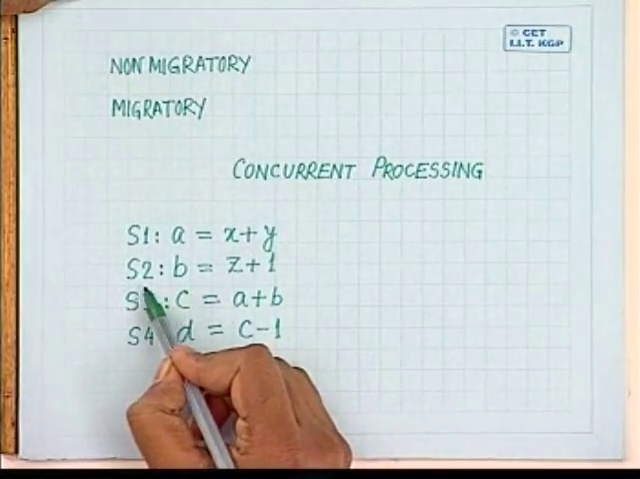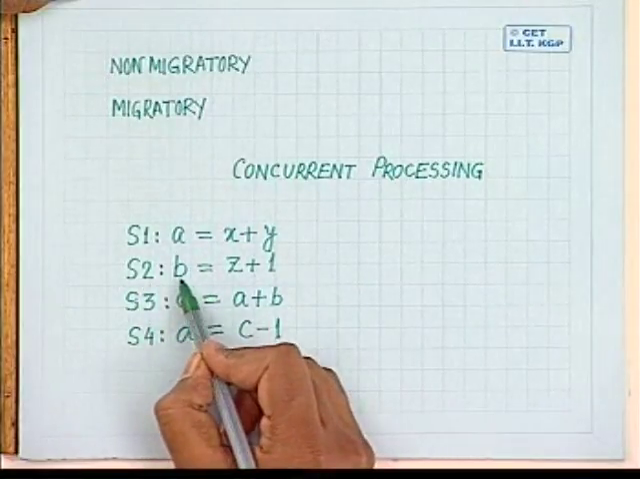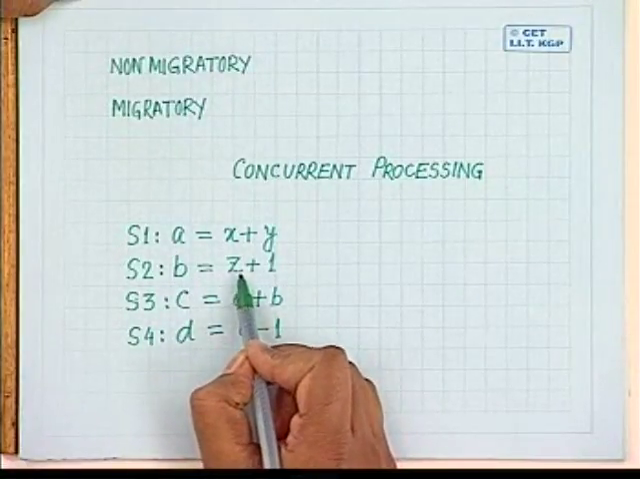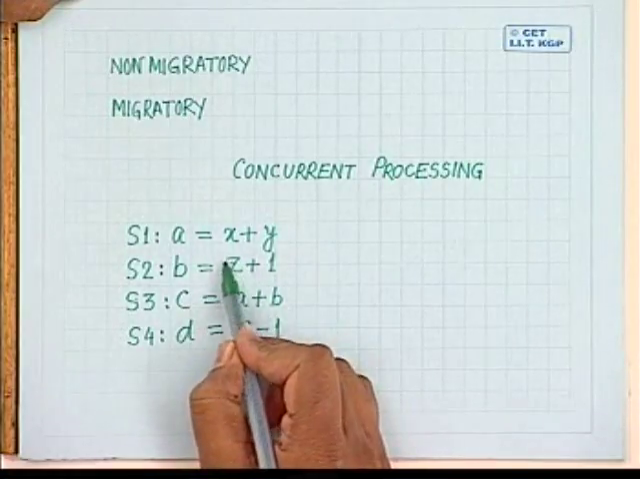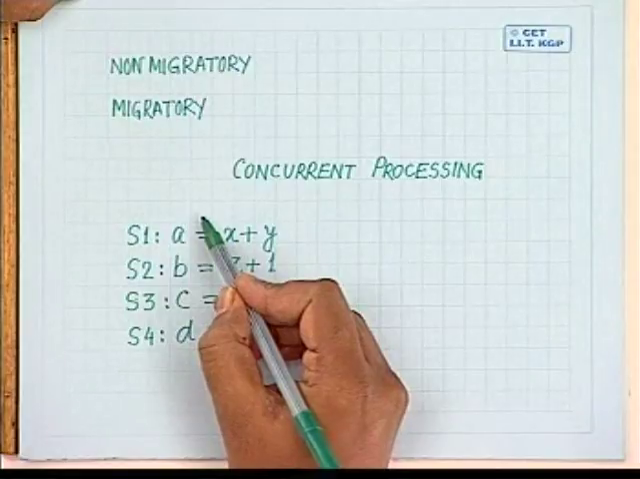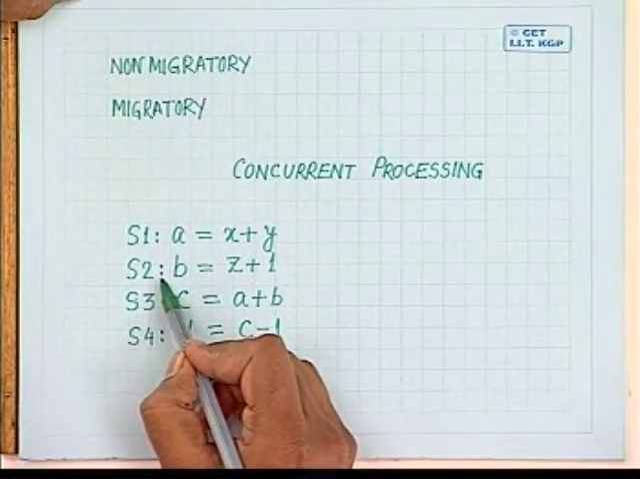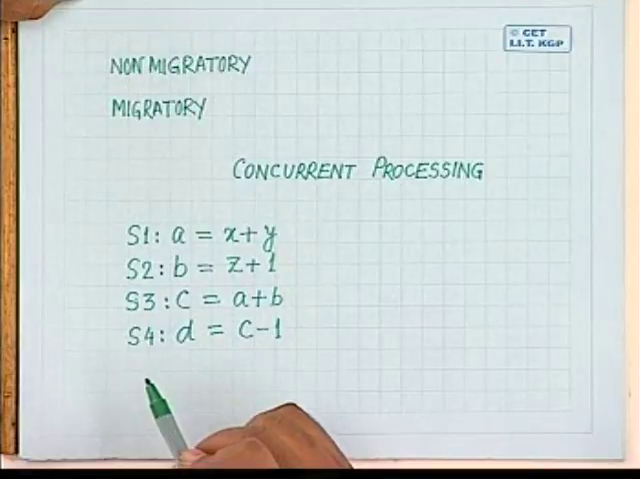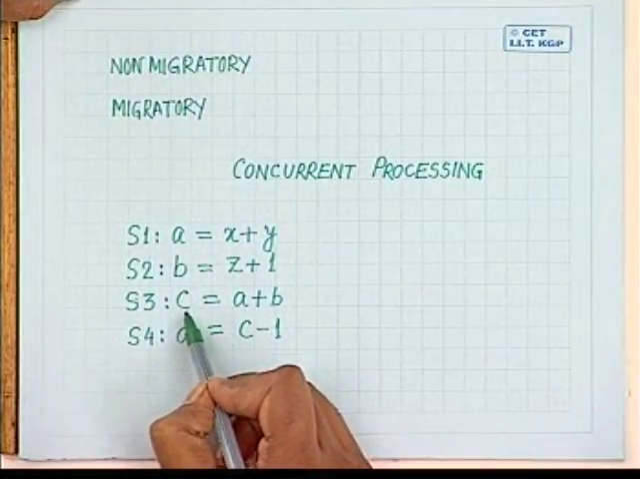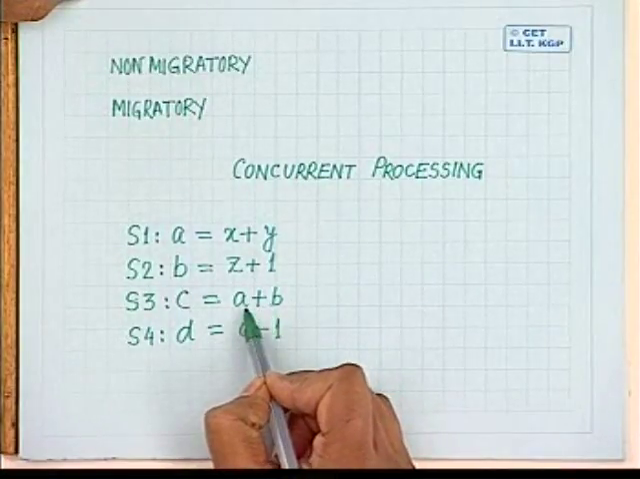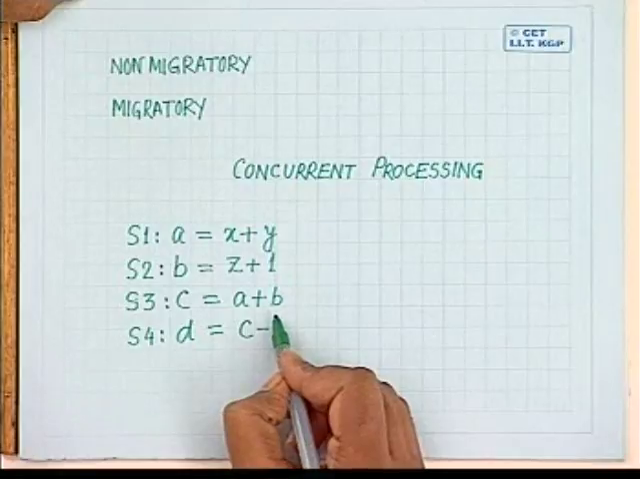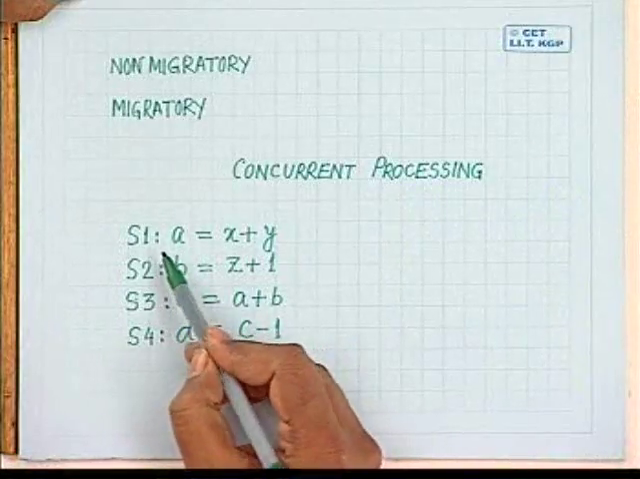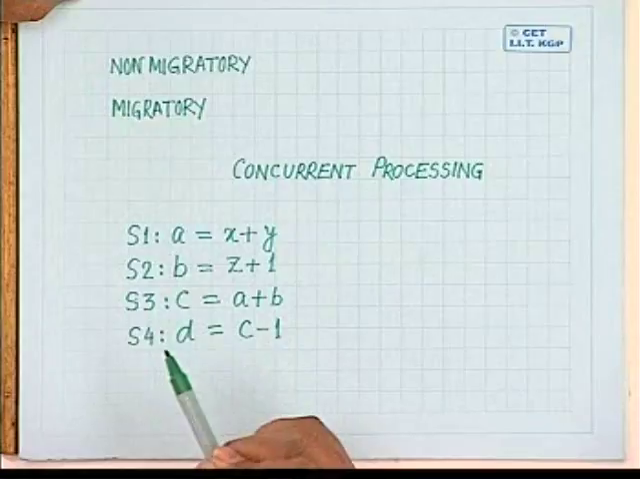Similarly, when you come to statement S2, which says B equal to z plus 1, the variable used is z, and z is not computed in S1. That means for computation of S2, we don't have to wait for the completion of S1. Come to statement S3, which says C equal to A plus B. But A is computed in S1 and B is computed in S2. So naturally, S3 cannot be computed until statement 1 and statement 2 are complete.